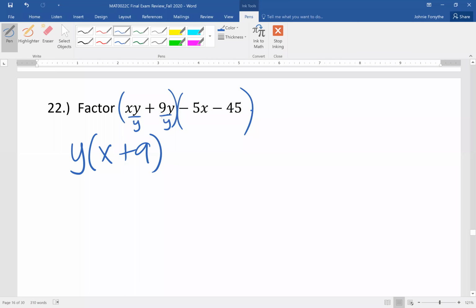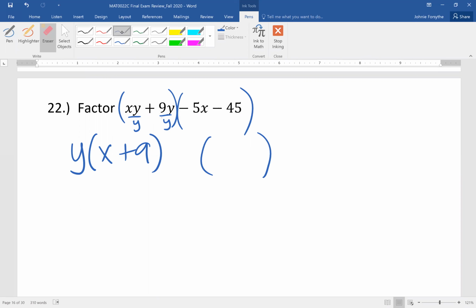So the trick with factoring by grouping is that you want to have the same binomial here. And I like to call them the twins. You want to end up with the twins when you factor by grouping. So that means I need to factor whatever is necessary to end up with x plus 9 in here. Okay, so what would that be?